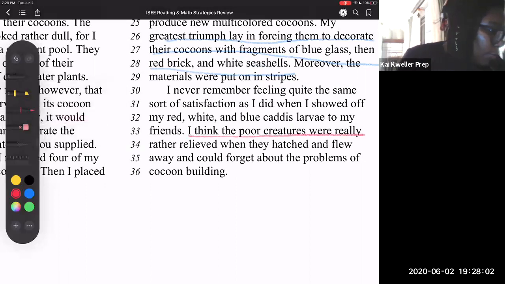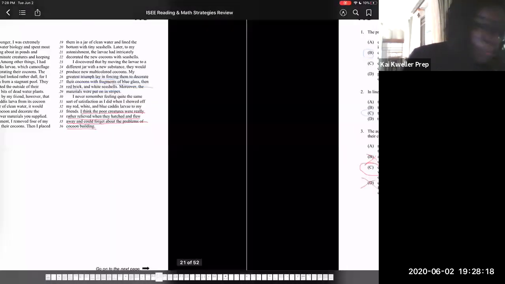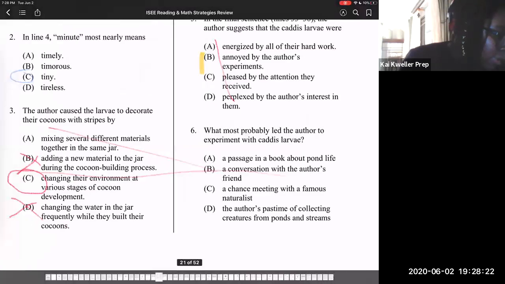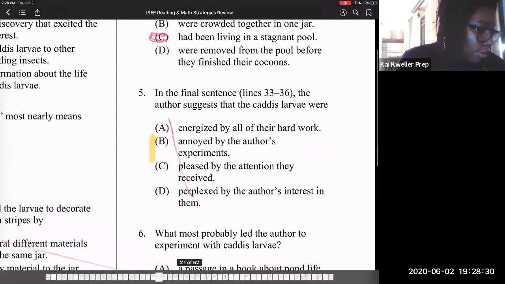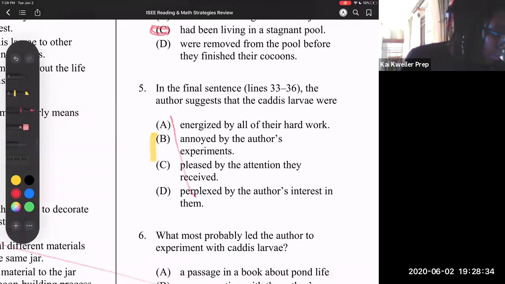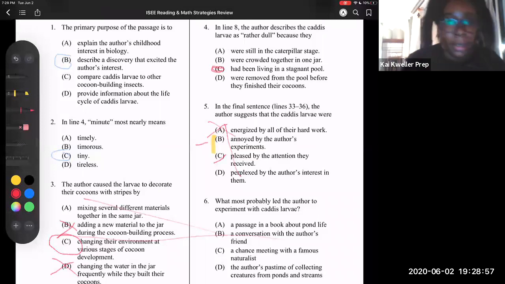I think the poor creatures were really rather relieved when they hatched and flew away, and could forget about the problems of cocoon building. Right? Okay, so that's the last sentence. They were rather relieved. Take note really of the vocabulary that the author chooses to use too. I would almost double underline that. Okay, so relief does not mean that they were energized. So we can cross that one out. Relief does not mean that they were annoyed. Well, they were relieved that it was over. When someone is relieved that something is over, that might suggest annoyance. So we will put attack right next to that one because it may be the answer.